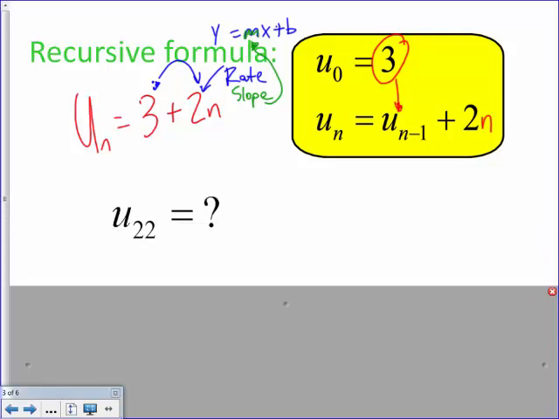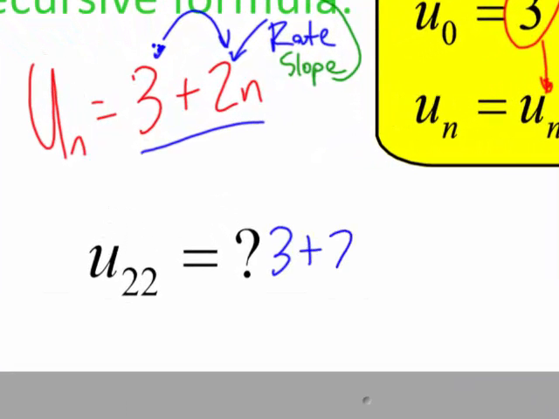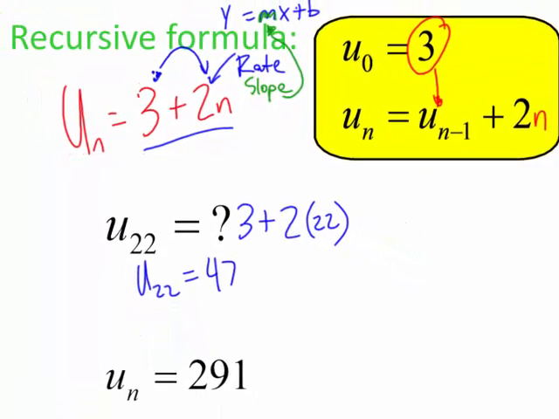So what would be u sub 22? Well, I just use my guy right here. So 3 plus 2 times, well, 22. So 44 plus 3, so u sub 22 equals 47. There we go.